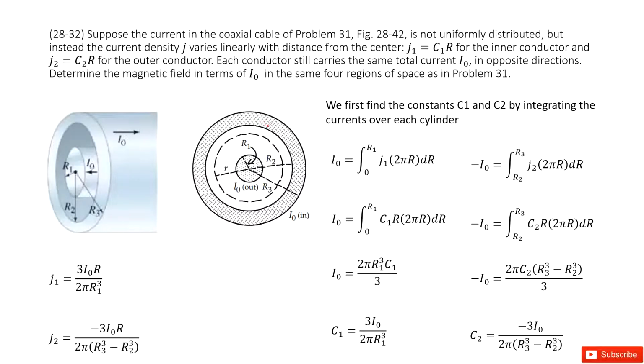Let's look at problem 32 in chapter 28. Chapter 28 is about sources of magnetic fields. This is a follow-up problem for problem 31, and it's a typical application of Ampere's law.